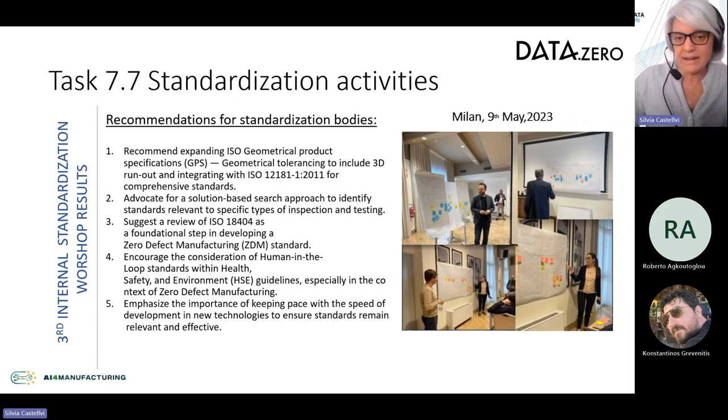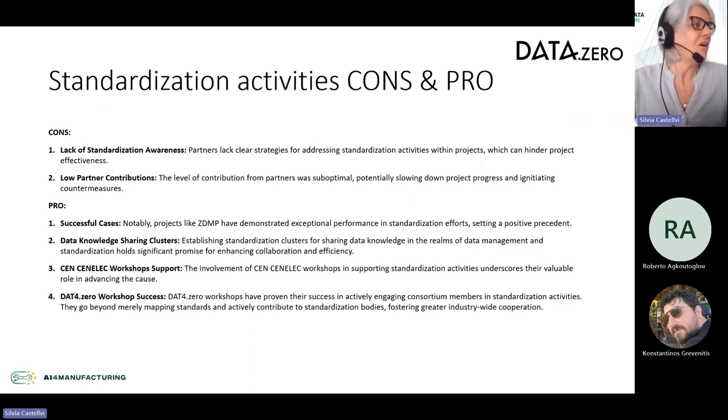So then, regarding standardization activities, pros and cons, okay, let me share with you the cons that we identified during the project. We realized that there is a lack of standardization awareness. The partners at the beginning of the project, when we started the standardization activities, were not familiar with standards and how to implement them. They asked us for support on how to implement standards, and they didn't have a clear strategy on how to address these standardization activities within the project.